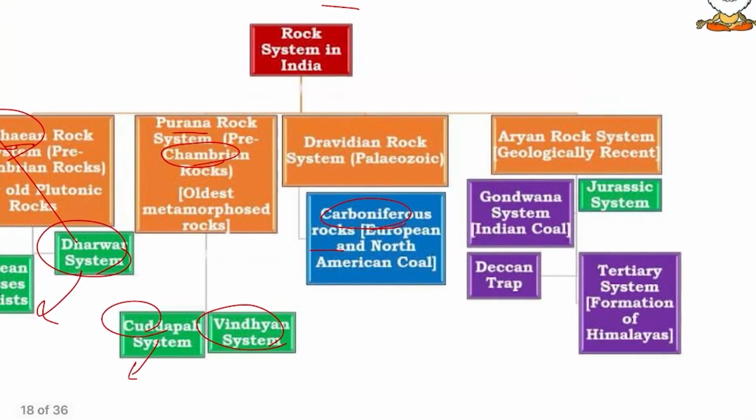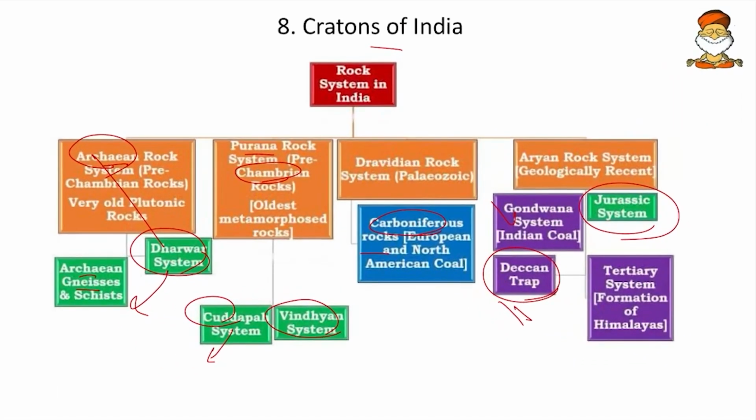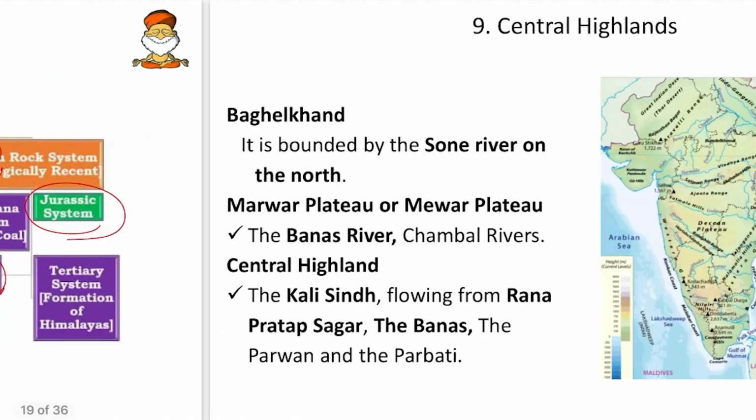And then we have the Aryan rock system. The Aryan rock system comes in the Jurassic times, and here we have the Gondwana system, that is the Deccan Trap. Whatever we have in the Maharashtra region, the Deccan Trap, the Regur soil, all these come under these. So whenever we speak about the cratons, we have the Archean, that is the Dharwad, and then the Purana or the Cambrian, that is the Kadapa and Vindhyan, and then the Dravidian and the Aryan. Dravidian and Aryan are not so historic, but the Archean and Cambrian will be the historic ones. So remember some of these cratons.